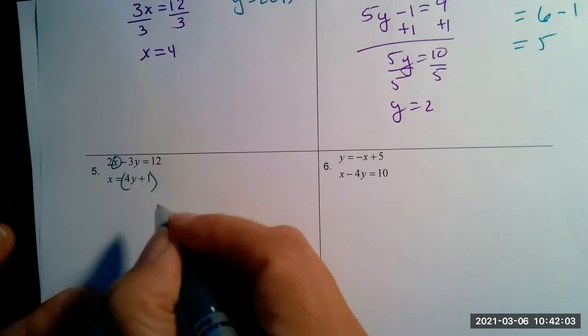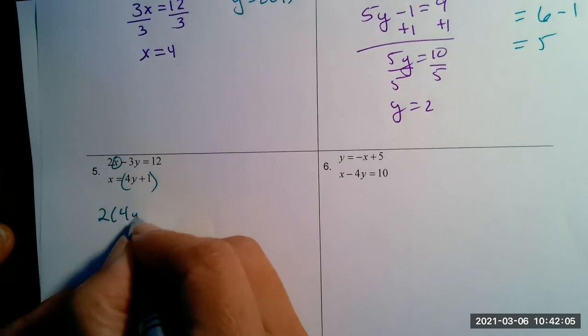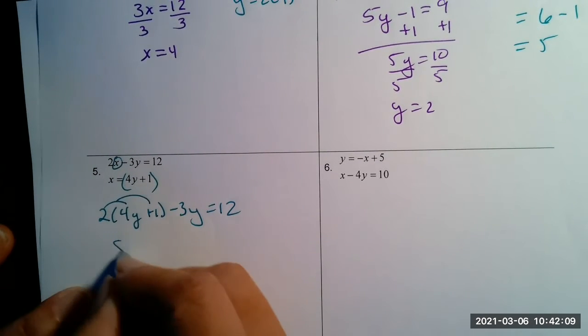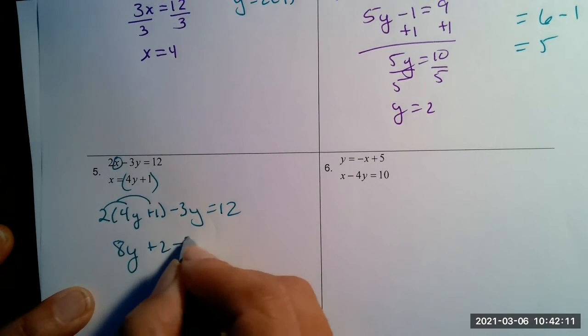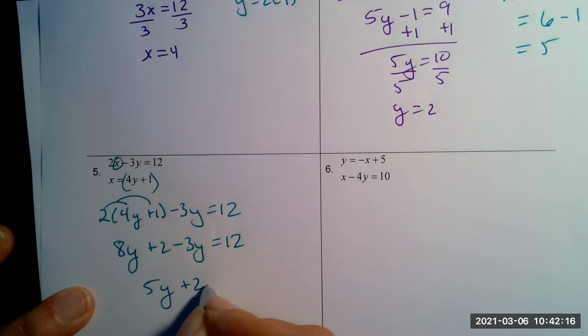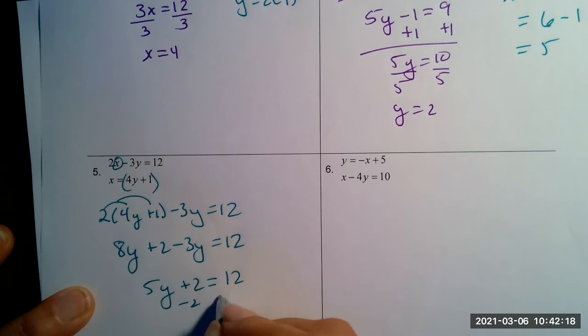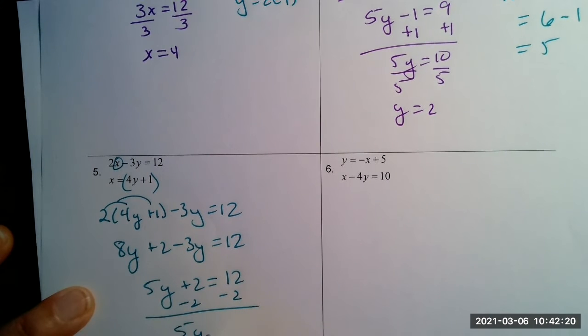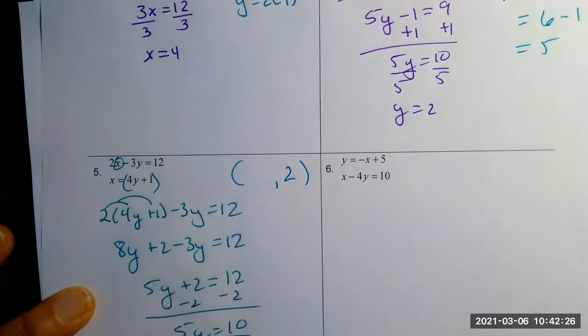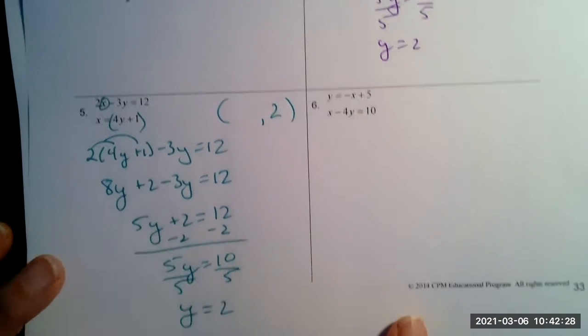Substitute that in again for x. 4y plus 1 minus 3y equals 12. I'm going to distribute. So this is going to be 5y plus 2 equals 12. Minus 2 from both sides. Divide by 5. Y equals 2. Remember, that's going to go in the y spot. Oops, there we go.